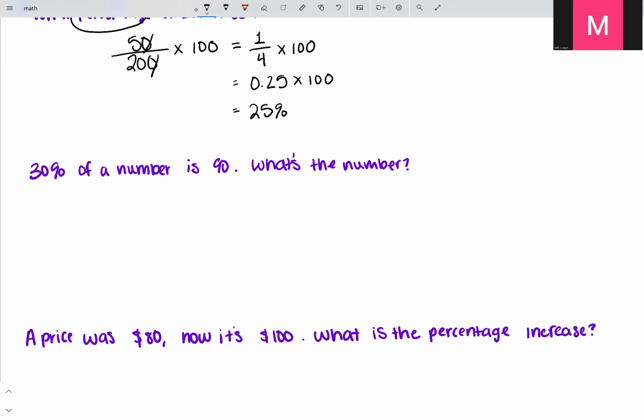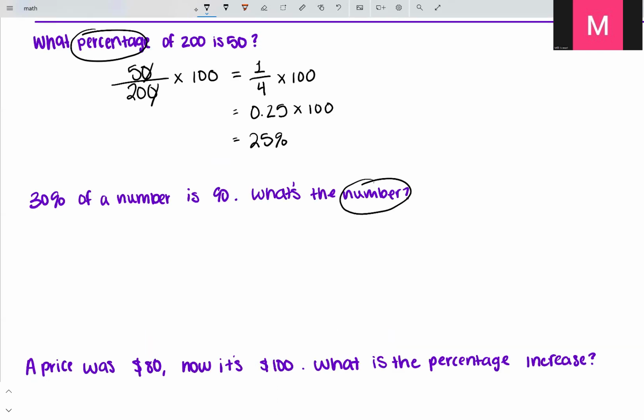Next, 30% of a number is 90. What's the number? We'll start with 30% on this side. We have part over whole times 100 equals the percentage. Since we already have the percentage here, we don't need to worry about multiplying by 100 because this is not a decimal. So we'll just have part over whole. Our part is 90 because 30% of a number is 90, and we're looking for this number. The first thing we'll do is convert this to a decimal. We'll have 90 over x equals 0.30.